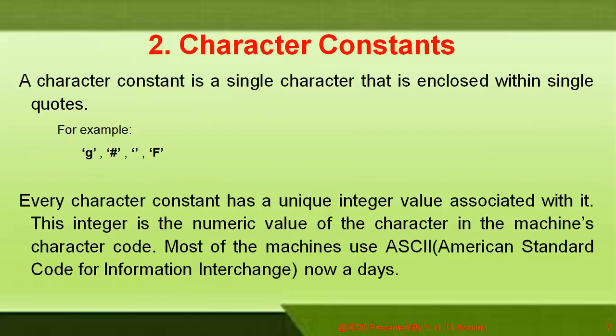Coming to the character constant, a character constant is a symbol enclosed in single quotation marks, and a character constant has a maximum length of one character. So a character constant is a single character enclosed within single quotations, like the examples shown here. Every character constant has a unique integer value associated with it. This integer is the numeric value of the character in the machine character code, and most machines use ASCII, American Standard Code for Information Interchange.